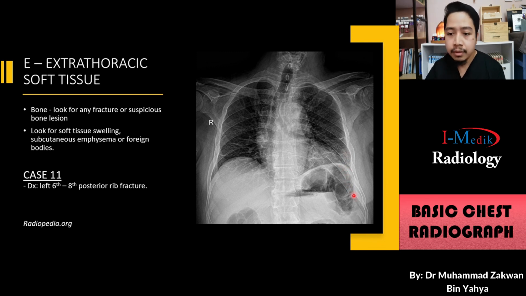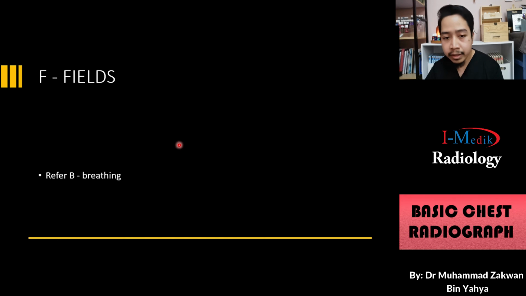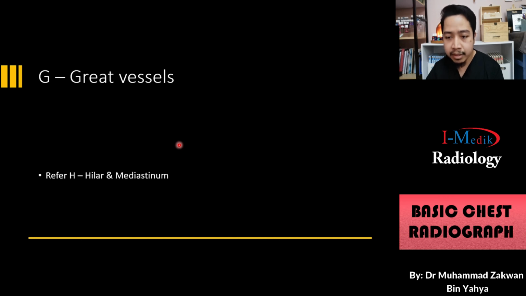Next one, frontal chest radiograph showing extensive subcutaneous emphysema. Look at the soft tissue outside the lung region, the extrathoracic region. We need to look at the soft tissue. This is an example of extensive subcutaneous emphysema. The lung fields I already explained in detail in breathing, and the great vessels I will talk about later in the hila and mediastinum.